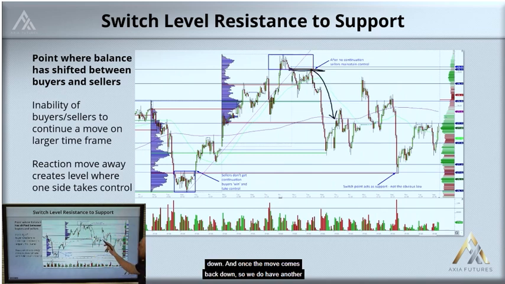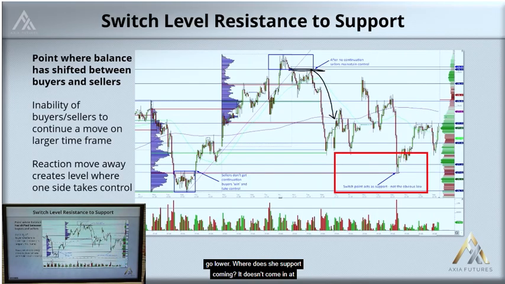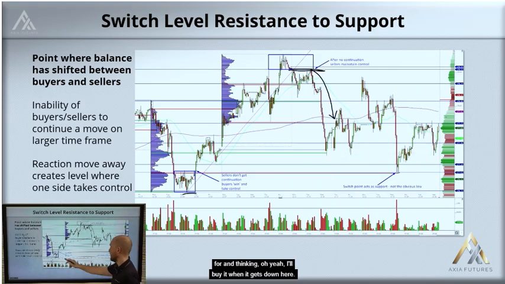And once the move comes back down, and we do have another go lower, where does your support come in? It doesn't come in at the low, which is what many people are going to be looking for and thinking, oh yeah, I'll buy it when it gets down here. Instead, it comes in as you retest the point where the balance of power shifted. That's what's so crucial to understand, where that shift happens. Balance of power shifted there, that's where buyers are going to come back in. Buyers come back, and this produces then, you'll bounce back in towards the middle of range.